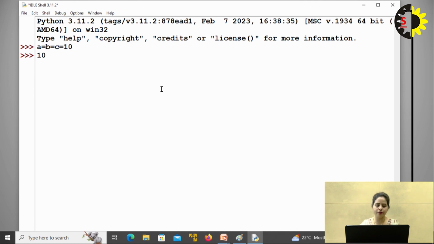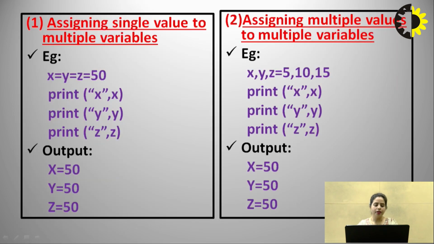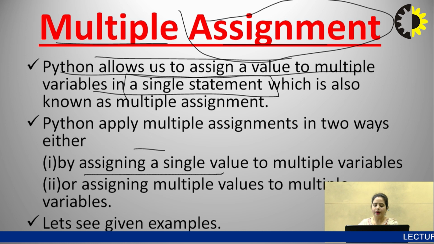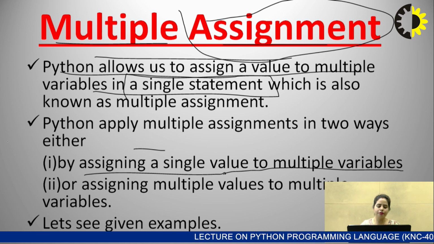Now check the value of a: 10. Check the value of b: 10. Check the value of c: 10. What is this called? This is called assigning a single value to multiple variables. Okay, this is called assigning a single value to multiple variables. This is one version of multiple assignment.